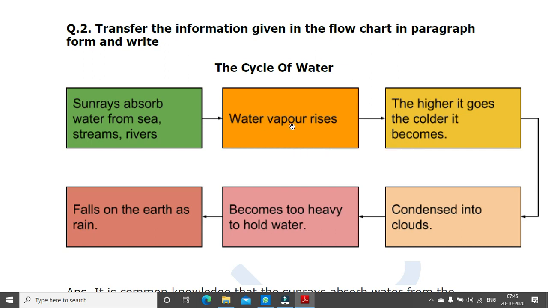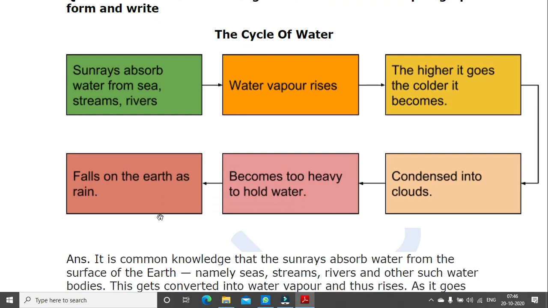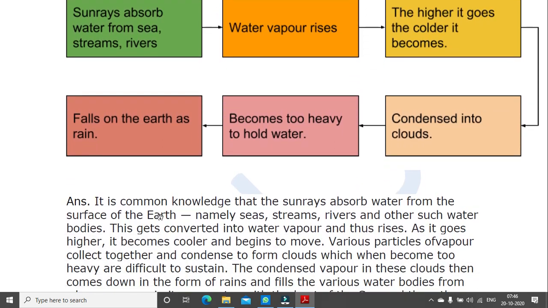And what happens to the water vapor? It rises. So you put it in the second box. What happens? The higher it goes, the colder it becomes. Then it condenses into clouds and then becomes too heavy to hold water. And then what happens? It falls on the earth as rain. So you put this whole thing in the form of a paragraph.